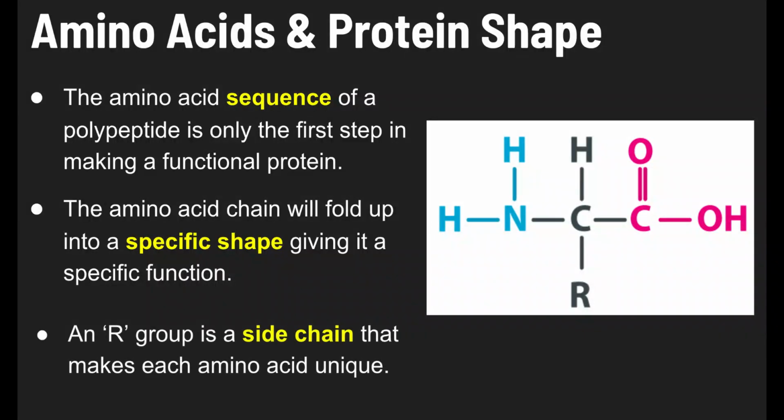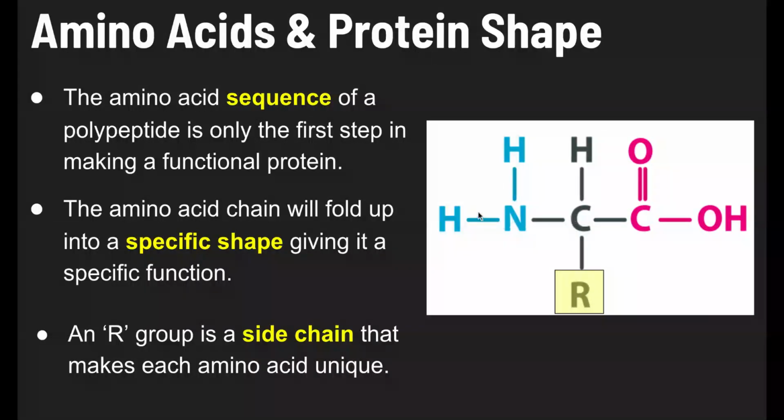So on the right here, I've put a picture of an amino acid, and you'll notice there's an R at the bottom. This is called the R group. It's a side chain, and it's that R group that makes each amino acid unique. So when you look at a codon chart and you see the names of the different amino acids, what makes each of those different is what's attached right here where this R is.